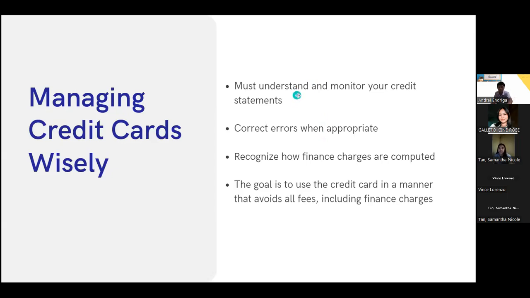Next is recognize how finance charges are computed. It helps you make informed decisions about when and how to use your credit card. And last, the goal is to use the credit card in a manner that avoids all fees, including finance charges. This highlights the importance of using your credit card responsibly to minimize costs by making timely payments, staying within your credit limit, and avoiding unnecessary fees.